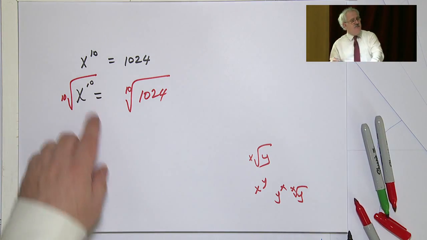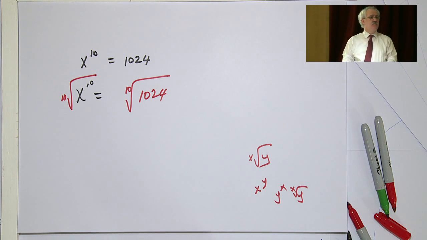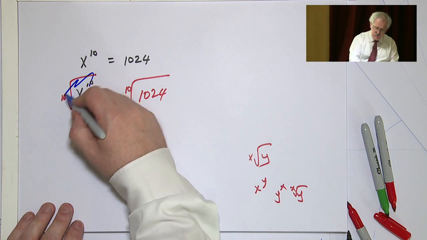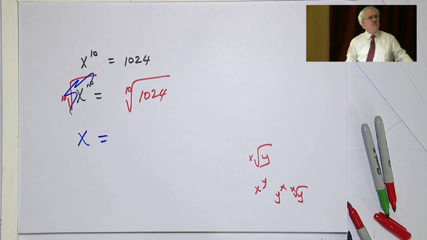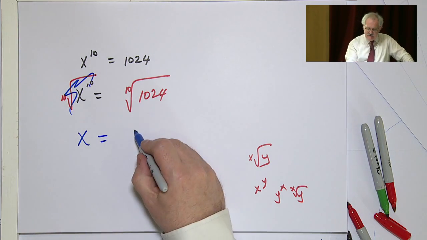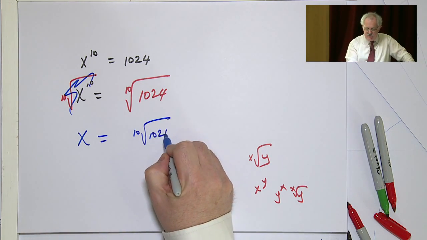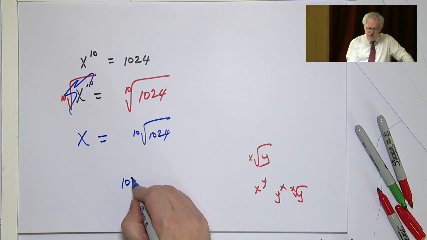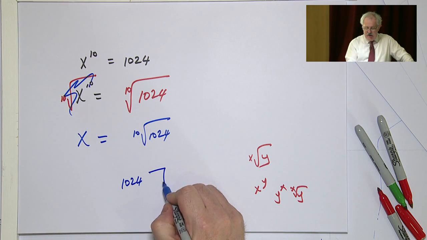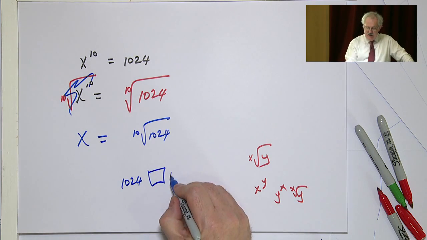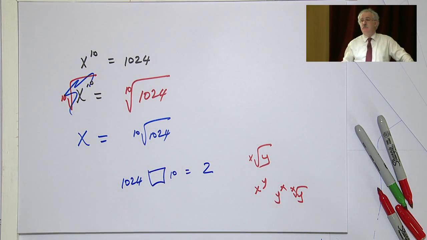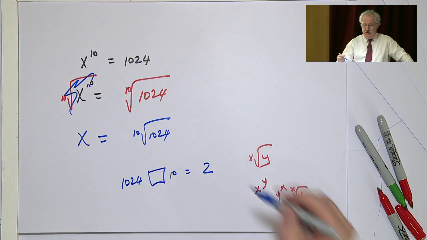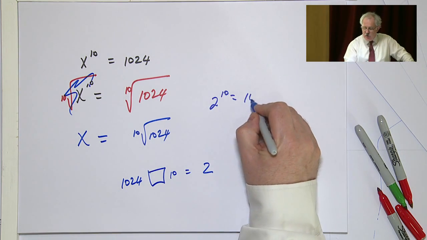What's the 10th root of x to the power of 10? I don't really care, it's x. Is that okay? x is the 10th root of 1024. On the calculator, 1024, probably something like this one, times 10, you'll find the answer is 2. Is that okay? Because 2 to the power of 10 is 1024.